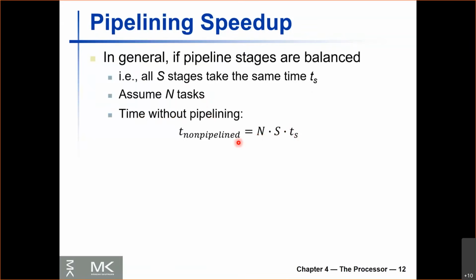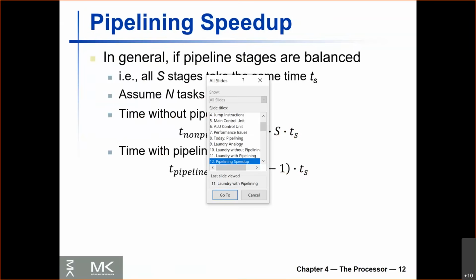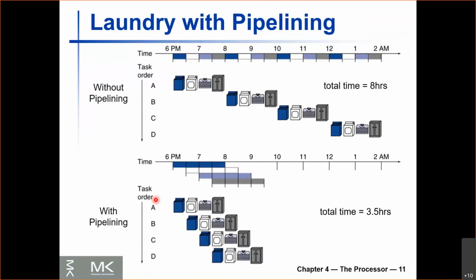So the total time without pipelining is going to be N times S times TS. The total time with pipelining is going to be (N plus S minus 1) times TS. Where did I get N plus S minus 1? Well, if we go back to the diagram here, the amount of time that it took to perform these tasks is you count the first stage for all the different tasks, and then you count the remaining stages for the last task, and that's how you get the total amount of time.